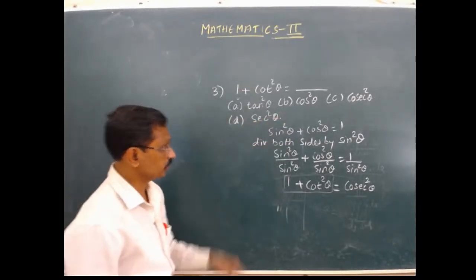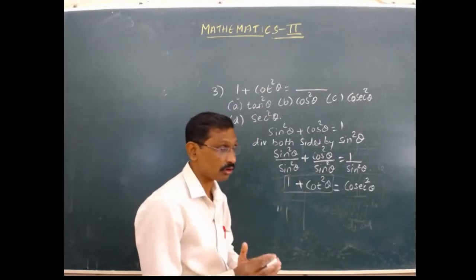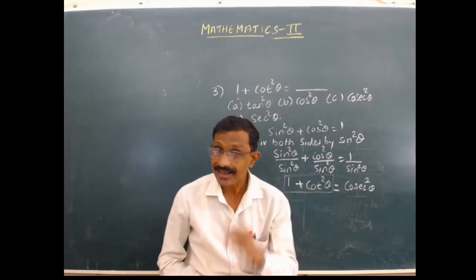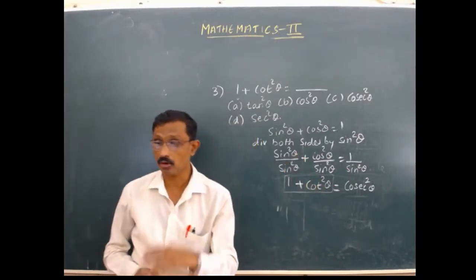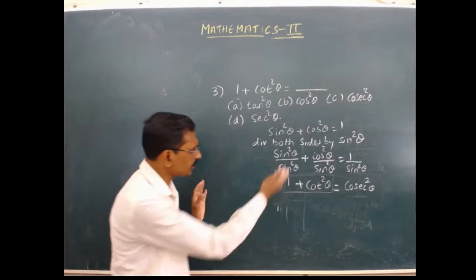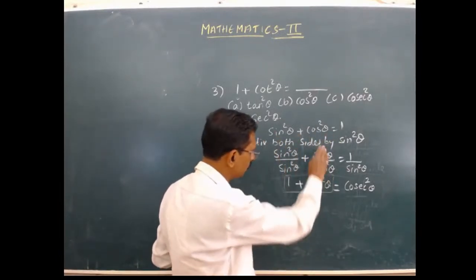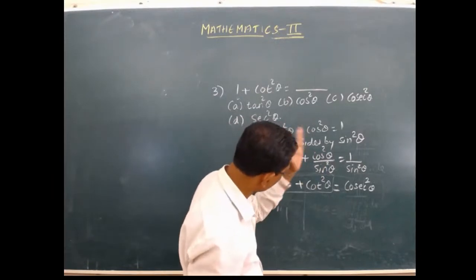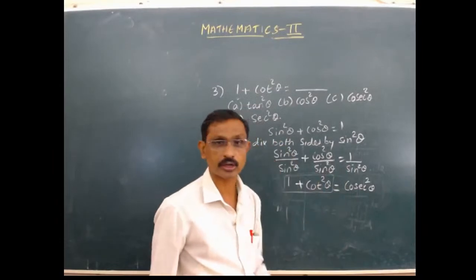Now comes my option, whether what we have solved is correct or is there any step wrong. Let's check it. We have divided it by sine square theta. We have got 1, cos upon sine gave me cot, 1 upon sine gave me cosec. So it became cosec square theta.